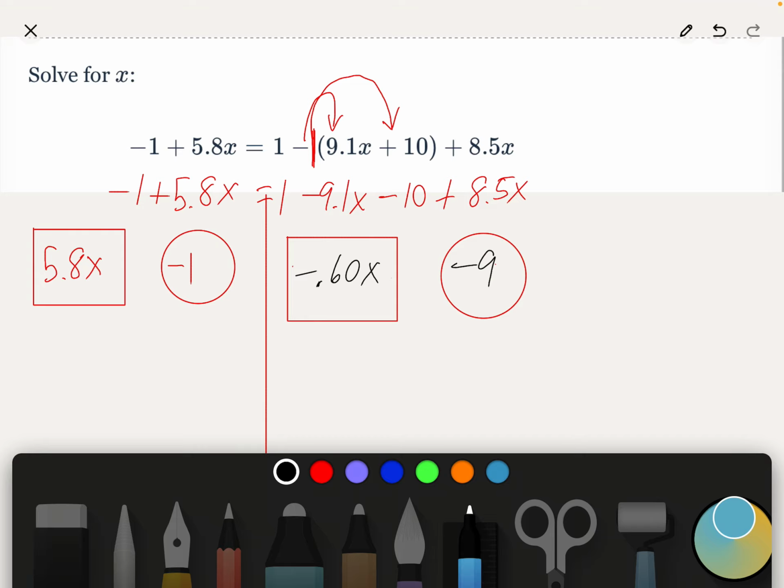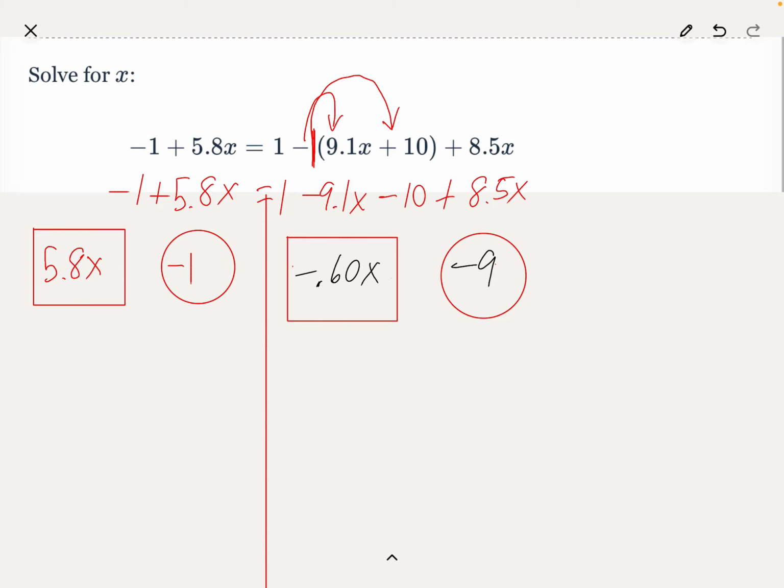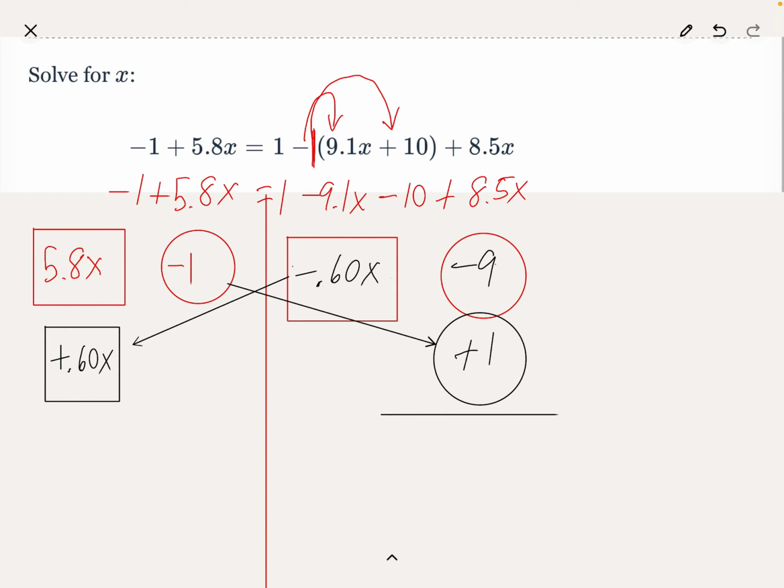Now that we've simplified that part, we can take this box, move it over here. So this is going to be a plus 0.6x. And then we're going to take this negative 1 and move it over here. And that's going to be a positive 1. And we're going to add these, combine them. So $5.80 plus 60 cents is going to be $6.40. And then over here, negative 9 plus 1 is just going to be a negative 8.